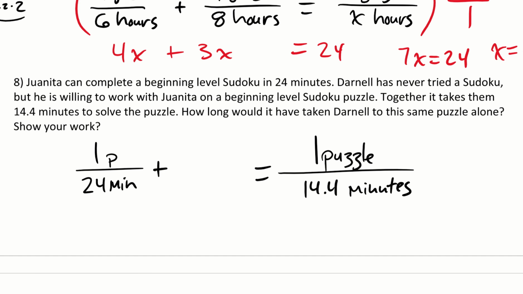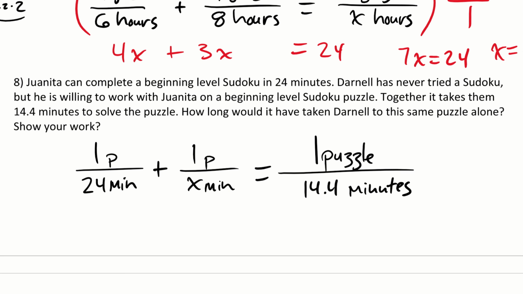And I'm assuming that Daryl added something to this, right? He can do the one puzzle in, well, we don't know how many minutes. I'll just say x minutes. So the question here is, what value of x? He can do the one puzzle in x minutes. So we just need to solve this for x.